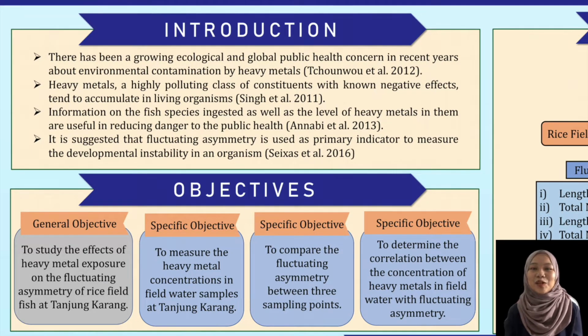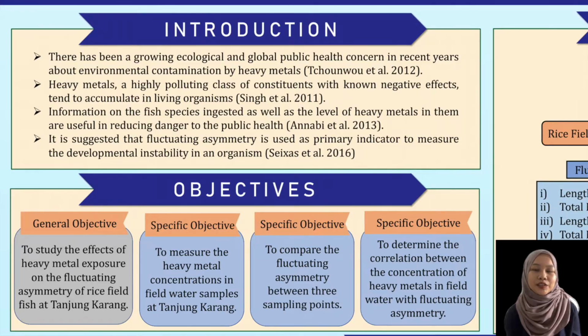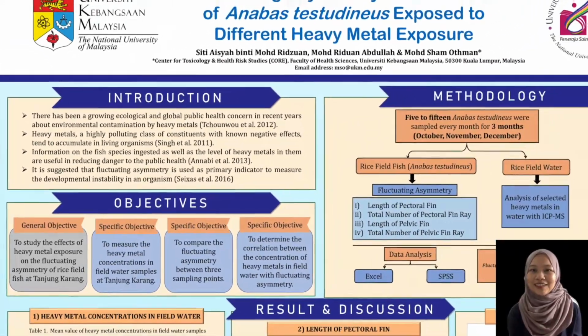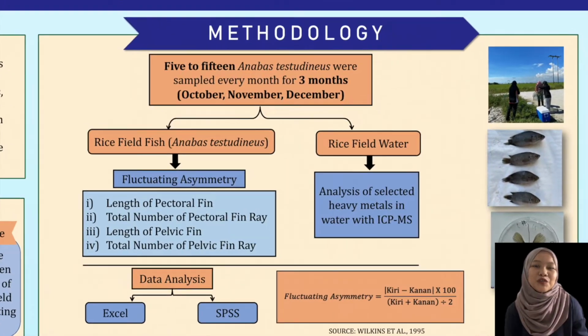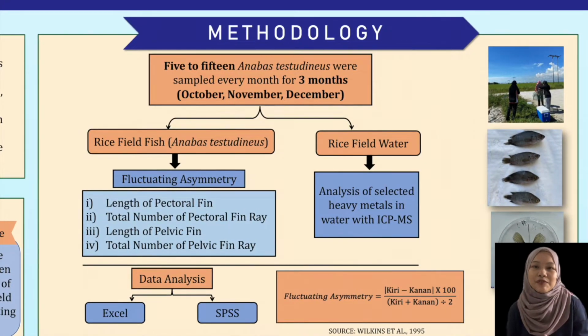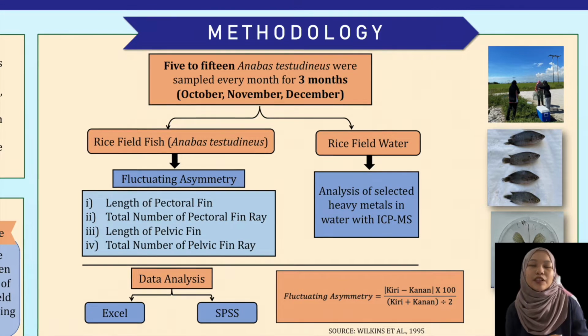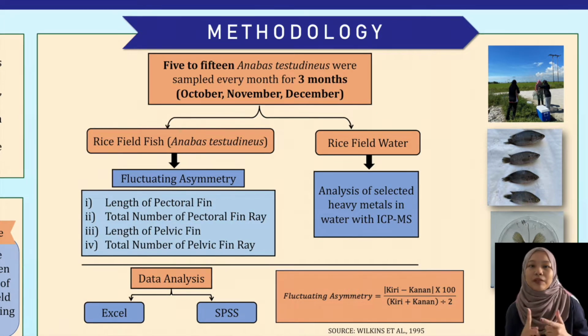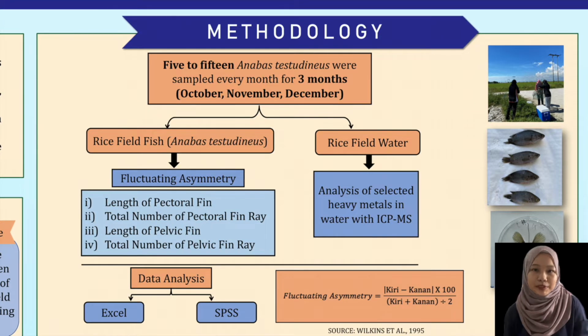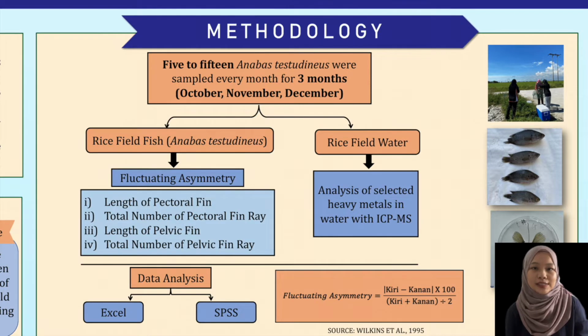Next is the research objective. The general objective is to study the effects of heavy metal exposure on the fluctuating asymmetry of rice-field fish at Tanjung Karang. For the methodology, this is the research workflow for the study. 5 to 15 rice-field fish were sampled every month for the span of 3 months. Morphometric traits, which are the length of pectoral and pelvic fin, were measured using vernier calipers. And meristic traits, which are the total number of pectoral and pelvic fin rays, were counted under a dissection microscope.